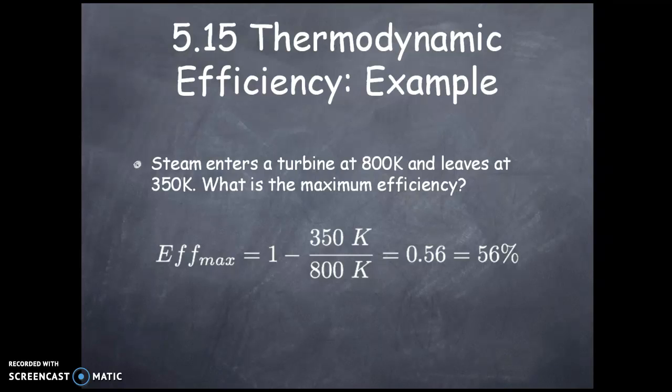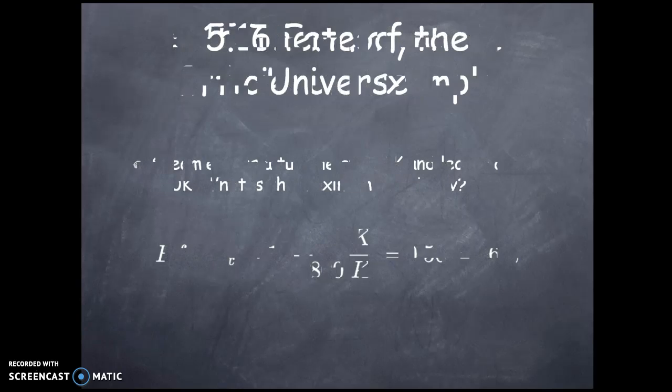So let's look at one of the examples. The steam enters a turbine at 800 degrees Kelvin and leaves at 350 degrees Kelvin. What is the maximum efficiency? The cold temperature is 350 and the hot temperature is 800. So just plug it into the formula, and that's going to give you the efficiency of the engine. 1 minus 350 over 800 gives you 0.56, which is 56% efficiency.